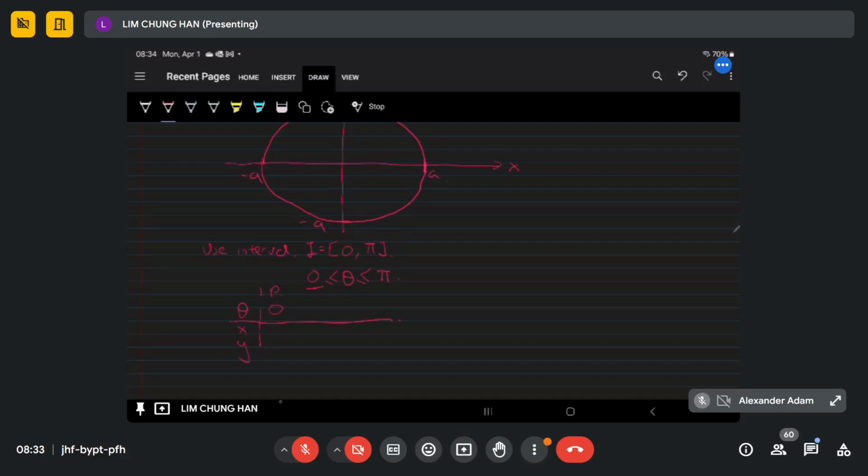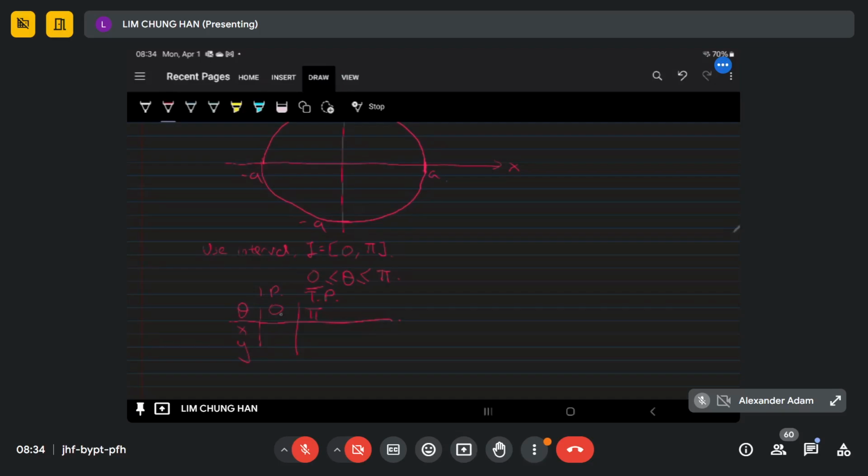All right. Next, where does it end? Where does theta end? Pi. Yeah, pi. So whatever x and y value you get, that is the terminal point. So that's how you get initial points and terminal points.